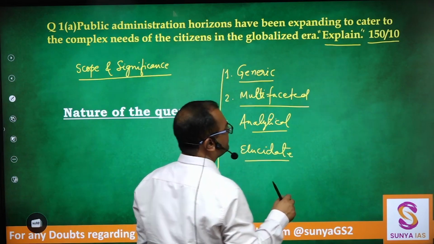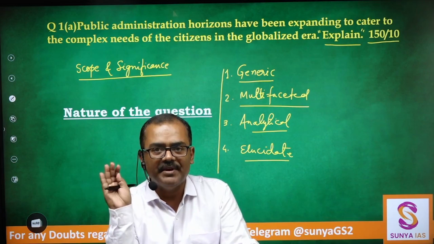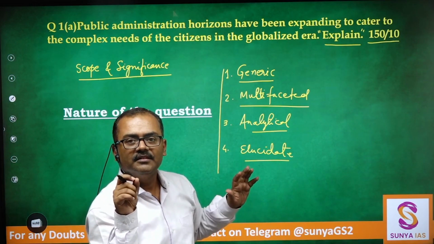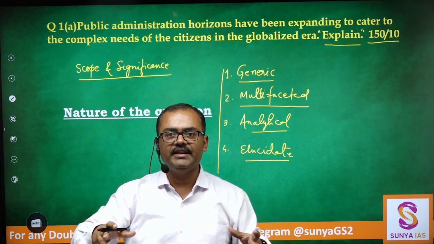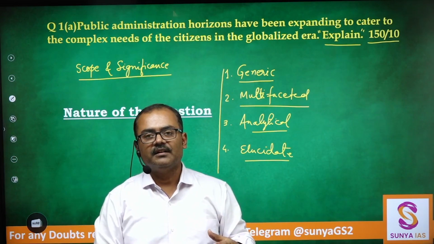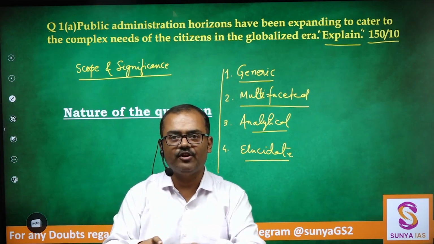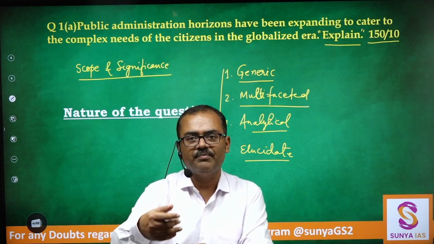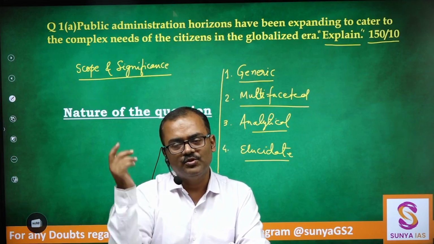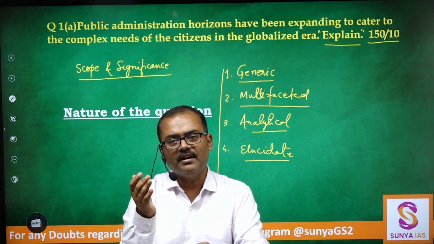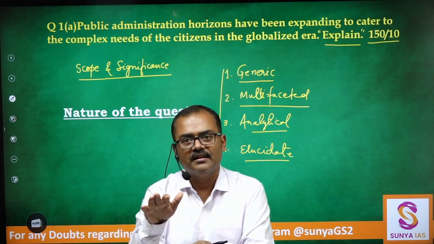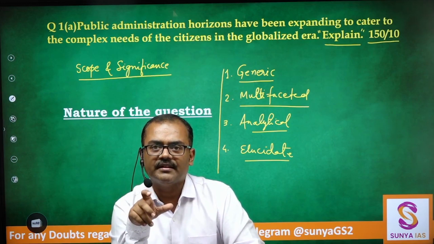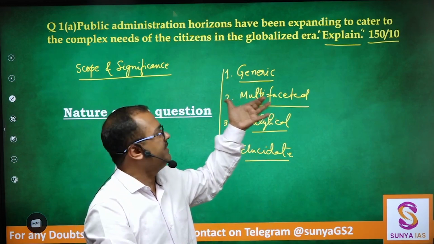Why? Suppose the question says examine. When it says examine, you can go against the statement. The statement is that the horizon is expanding to cater to the complex needs of citizens. Then you can examine and say no, public administration scope has decreased because markets start playing more role, NGOs start playing a very significant role, and people's expectation from public administration decreases. If you are writing in contrast to the statement, then it's okay. But when you are writing what the statement says, then it's okay too. But when you are writing in contrast, then you have to pick examples to prove your answer. This question is related to explain. Explain means to make things clear.